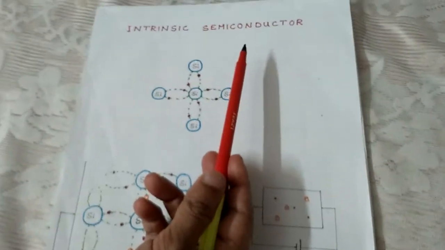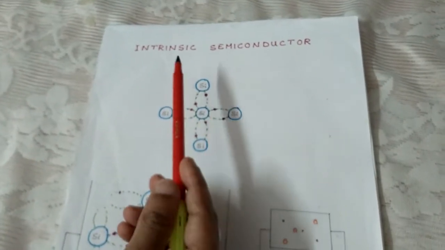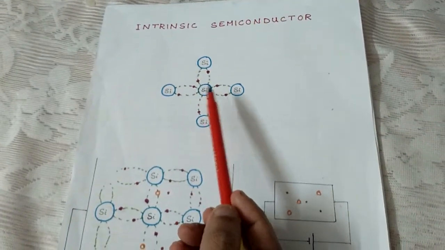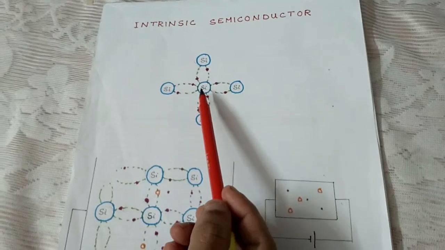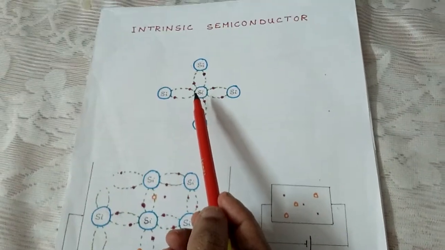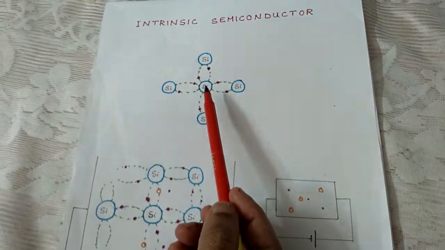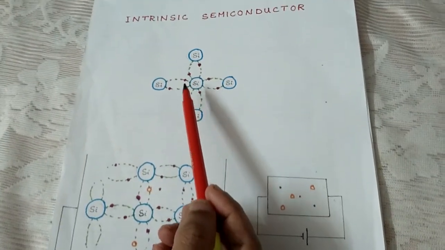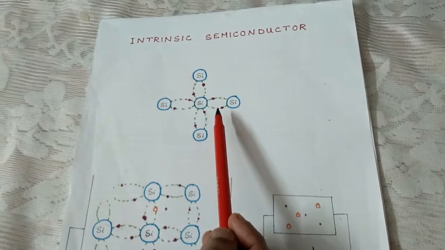Now let us see intrinsic semiconductor. A semiconductor in the pure form is known as intrinsic semiconductor. Germanium and silicon are elemental semiconductors. Let us consider a silicon crystal. They have a diamond-like structure, but in two dimensions we can represent the lattice as shown in the figure.